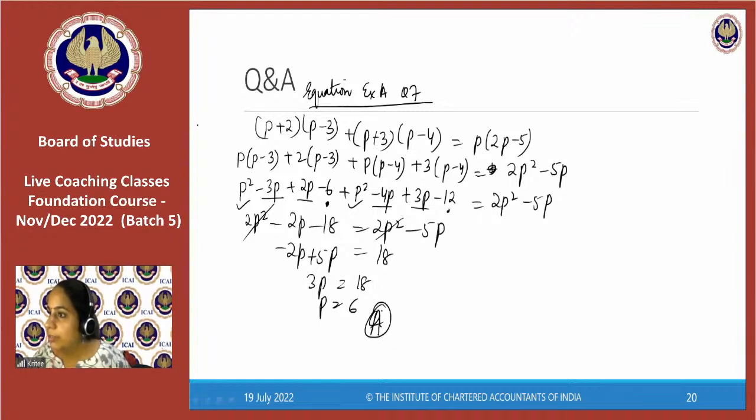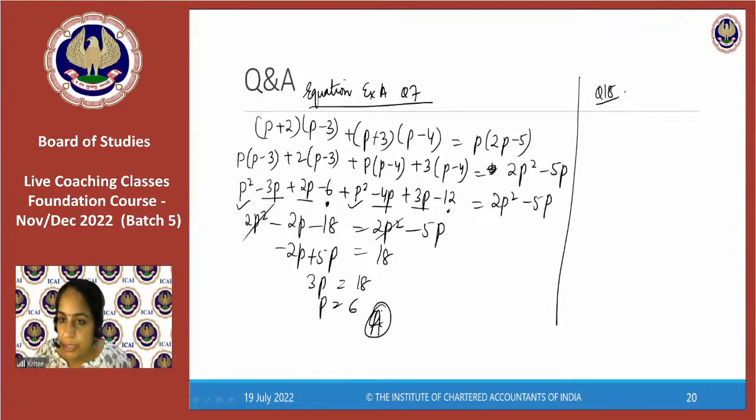So 1A question number 18, which we have done multiple times. Question number 18, exercise 1A. P, Q, R are the three cities. Average temperature between P and Q is 11 by 12. Average temperature between P and R is 9 by 8. Ratio between Q and R is asked.